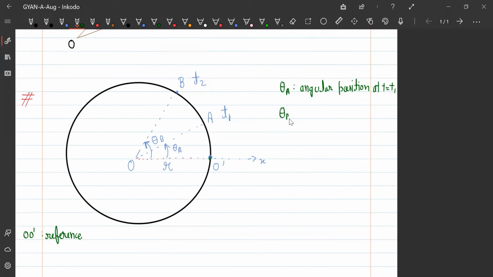Similarly, theta B is angular position at t is equal to t2. Okay, what is A and B? A and B is the position. But अगर position measure करना चाहे तो बहुत ही complicated way में represent करना होगा उसको. X cos theta, Y cos theta, बहुत सारे terms आ जाएंगे. So we write theta A. Theta A is angular position of A, and theta B is angular position of B.